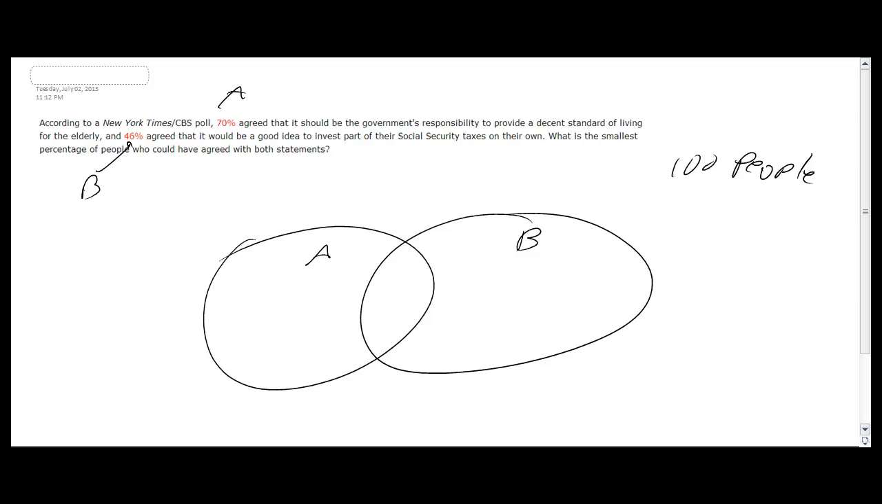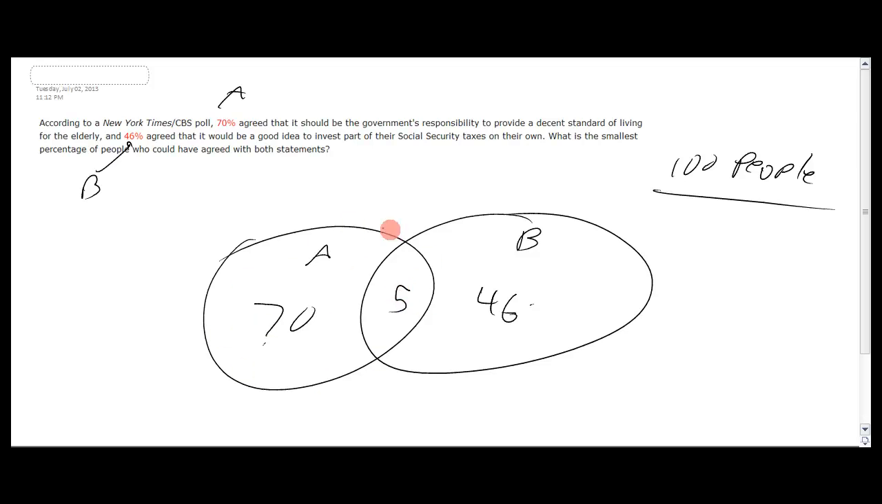Yeah, so the first part is what is the smallest. So think worst case scenario. Okay, so we know this bubble has to make 70, this bubble has to make 46. Is it possible that we did this? That 70 people said they agreed with A, 46 people said they agreed with B, nobody overlapped. Well, if there's only 100 people to begin with, because remember, we're thinking this is percentages, this is bigger than 100. Can't happen.